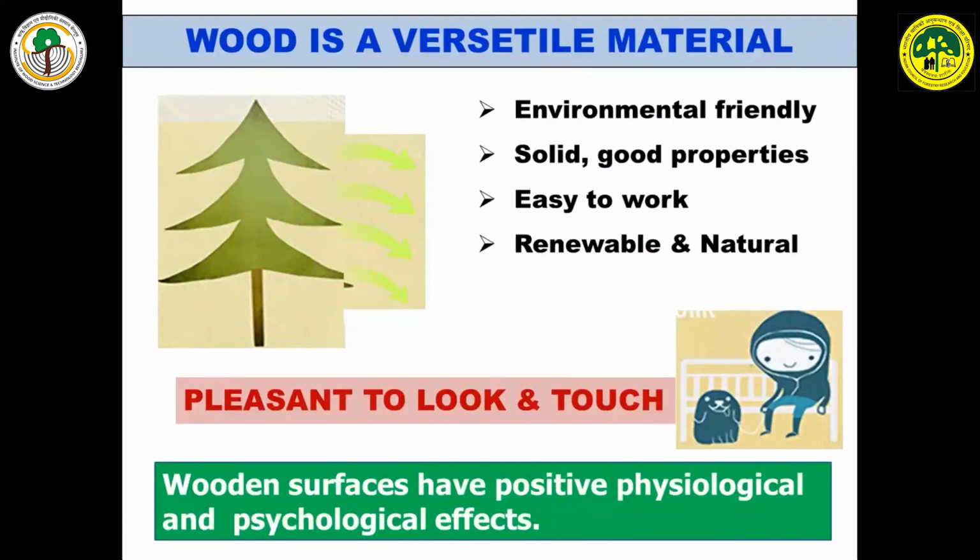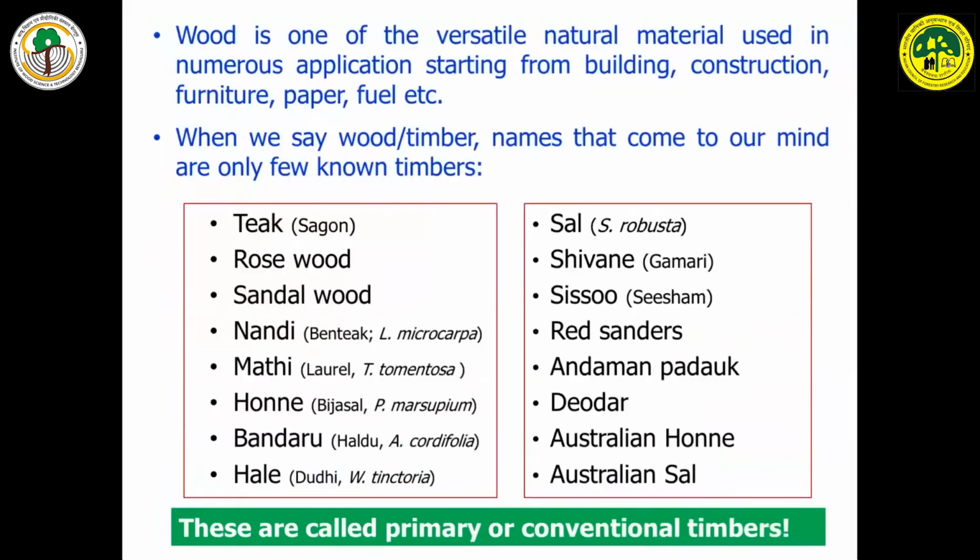Next. So this is just a general slide saying that wood is a versatile material. Everybody knows about that, and it is eco-friendly, very easy to work, renewable and natural. So we should use more and more wood for our various applications. It is pleasant to look at and touch, and we use a lot of wood all around us. It gives physiological and psychological effects, which are very soothing to us.